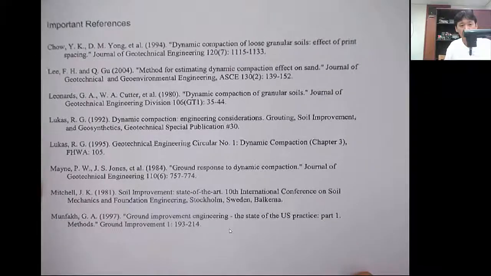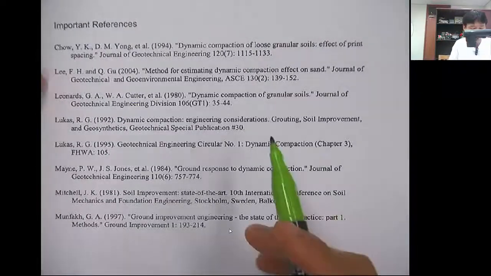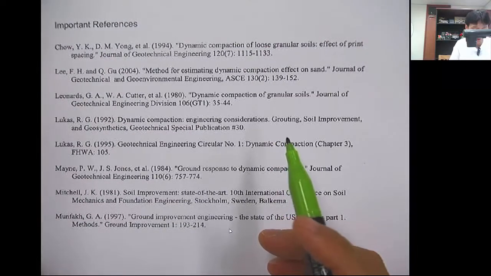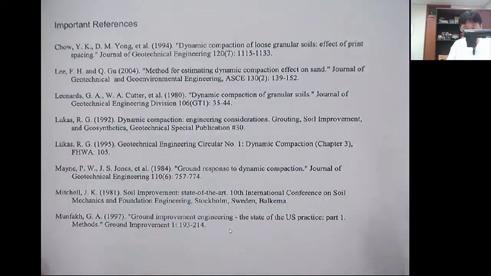And these are the references for dynamic compaction, and I recommend you read these papers.